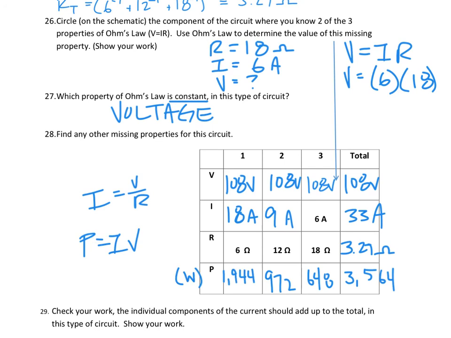I left that off because the numbers were large. I didn't have enough space for that. But I can check my work. If I have 1,944 and I add 972 plus 648, I get 3,564. The inverse of 6 plus the inverse of 12 plus the inverse of 18, inverse again is 3.27. 18 plus 9 plus 6 is 33, and voltage is constant.